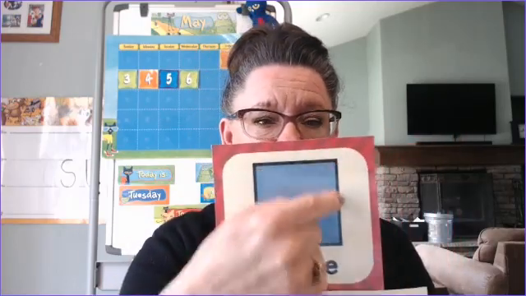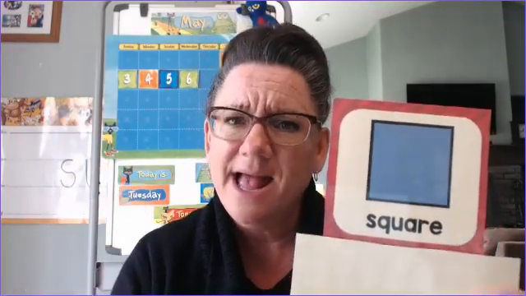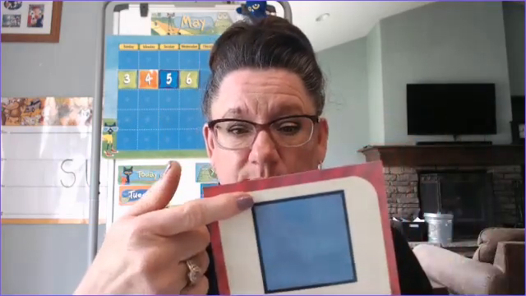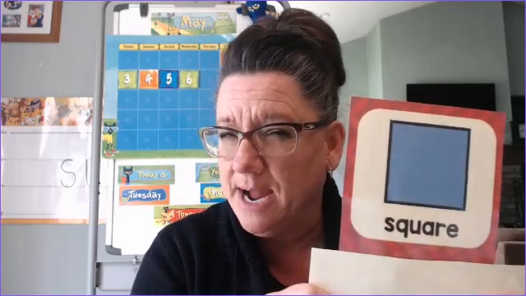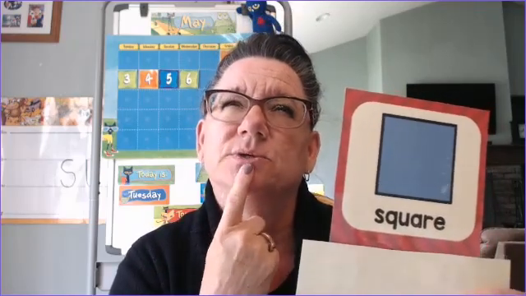This is a square. Let's count how many sides a square has. 1, 2, 3, 4. A square has 4 sides. How many vertices does a square have? 1, 2, 3, 4. Remember, the points are the vertices. So a square has 4 sides. It has four vertices.